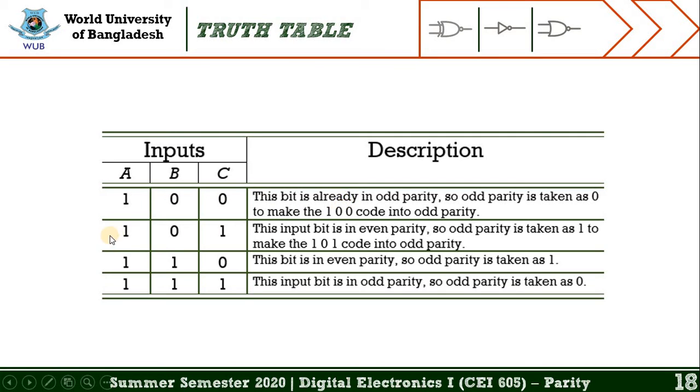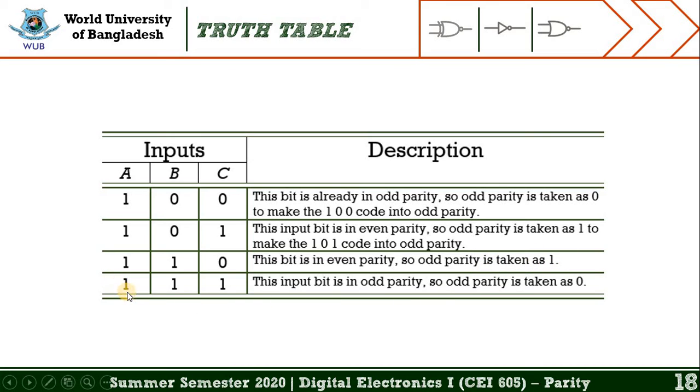Next combination, sorry, I repeat again, 1, 0, 1. This input is in even parity, so the parity bit is taken as 1 to make the 1, 0, 1 code into odd parity. Next combination, 1, 1, 0. This is in even parity, so the odd parity bit is taken as 1.